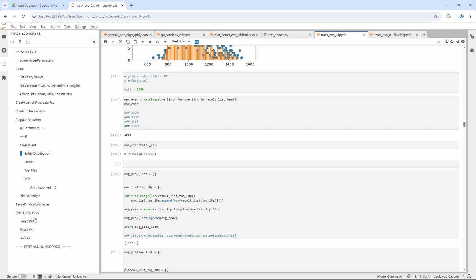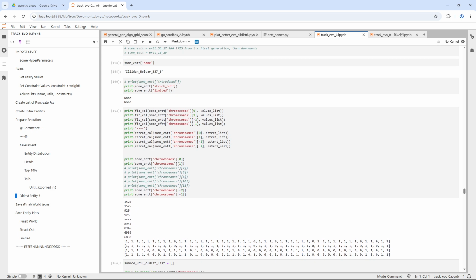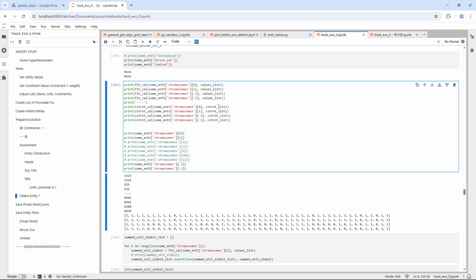1535, and it started off as 1525. However, towards the very end, it decreased all the way down to 925, and its total sum, its summed constraint values were 8945 when the max constraint is set to 9000.